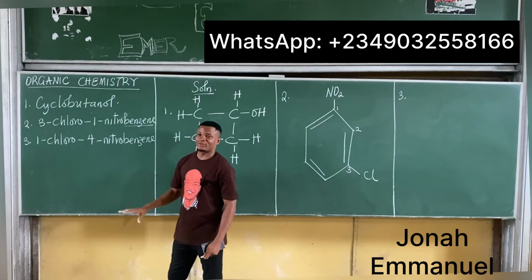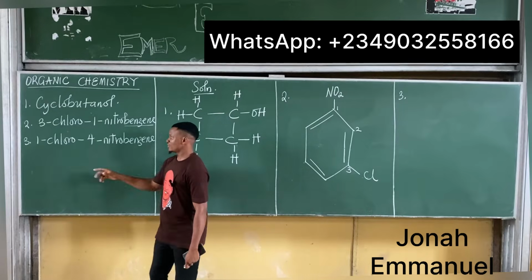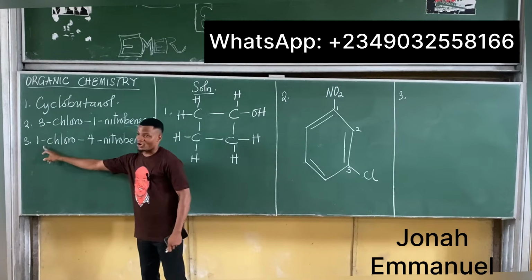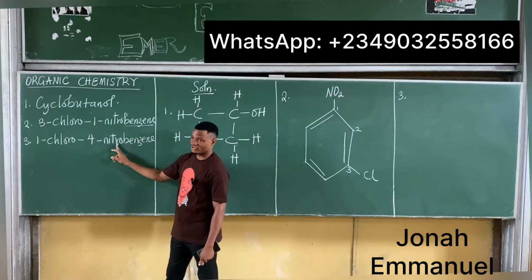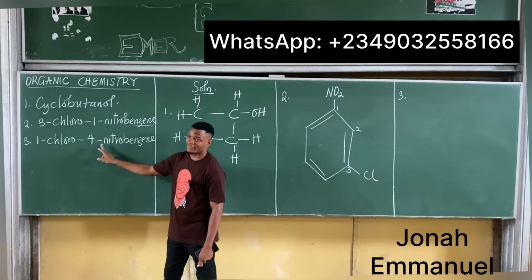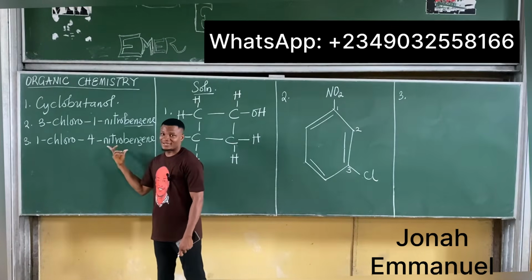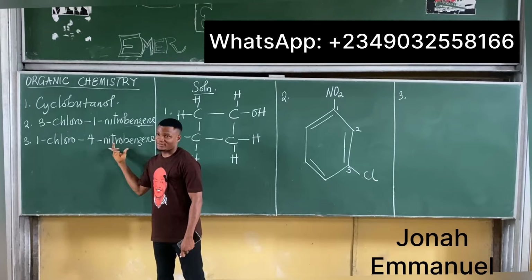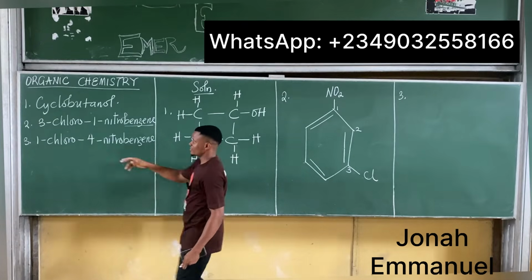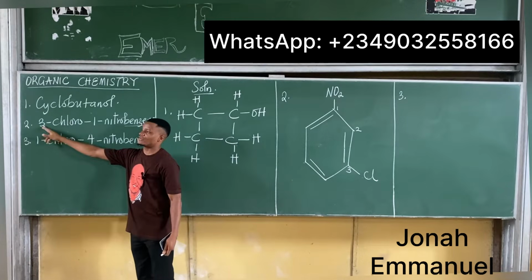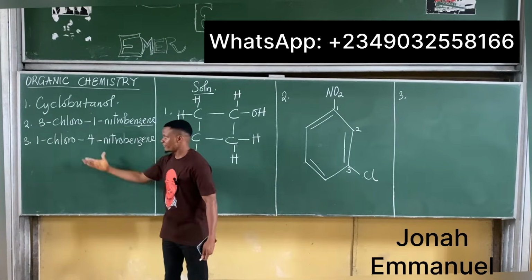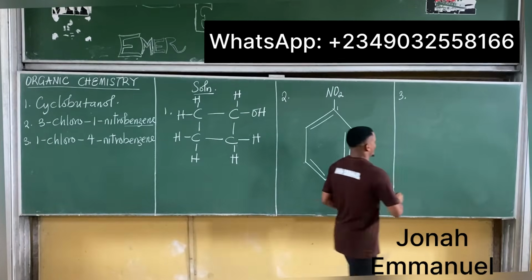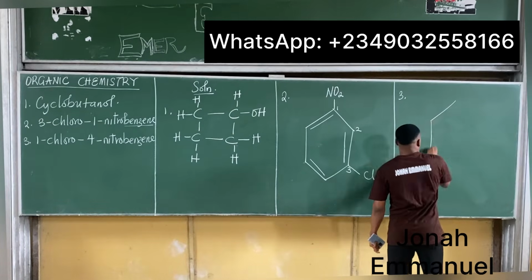But then, if I'm to take this description, it means chlorine is at position 1, NO2 is at what there? 4. But I still feel this is a weird name. Usually, the substituent should take the bigger number, and this one should be closer. But fine, let's use this. So I'm having my benzene ring again.